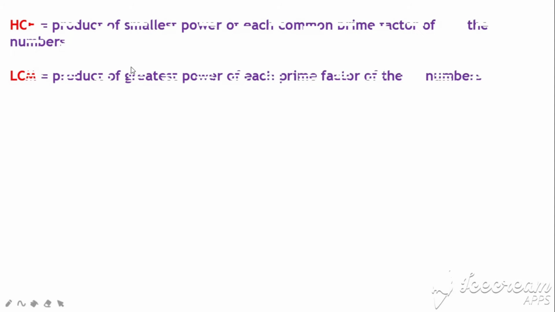Now, in question number 1, you have learned how to write a given number as a product of its prime factors. Now, using these products of prime factors, let us learn how to find HCF and LCM of given numbers. To find HCF, we need to choose the product of the smallest power of each common prime factor of the numbers. And to find LCM, you need to choose the product of the greatest power of each prime factor of the numbers. To understand it more clearly, let us solve an example.